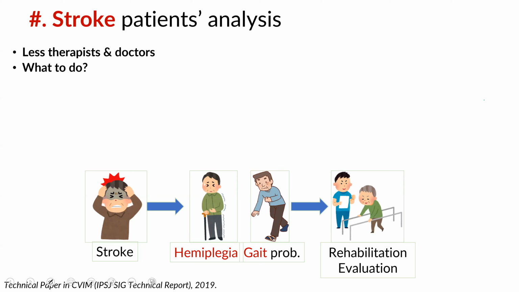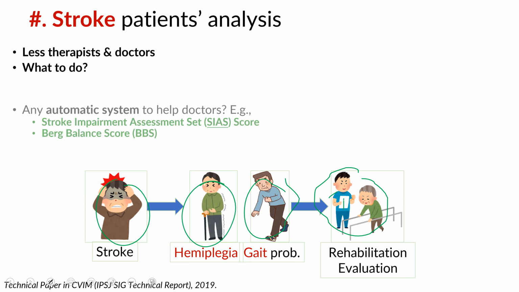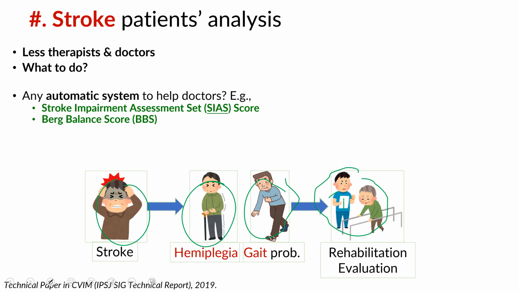Say I am a stroke patient and I have a stroke. I am having some kind of hemiplegia or some walking problem, gait problem. I go to the hospital, I mean, a rehabilitation center or somewhere. They evaluate me when I do some activities and give some score based on this. This score can vary from country to country or area to area. One is called the SciS score or BBS or something like that.